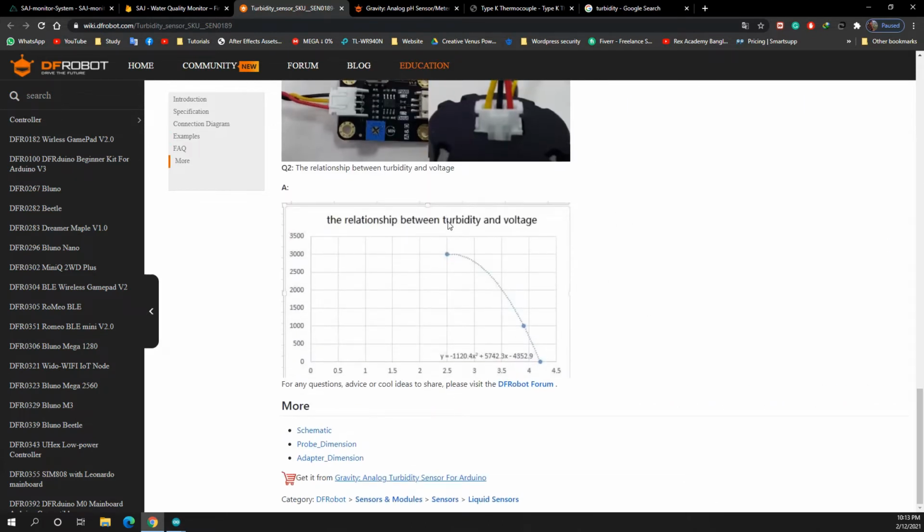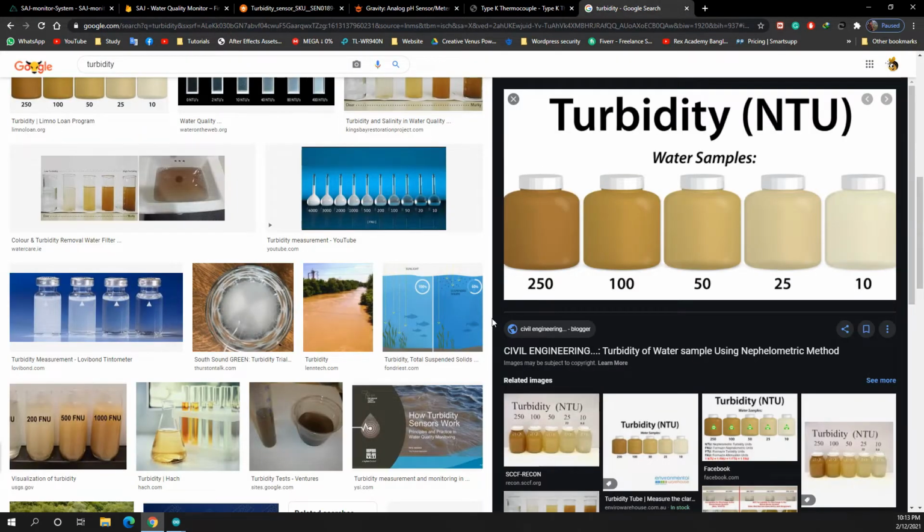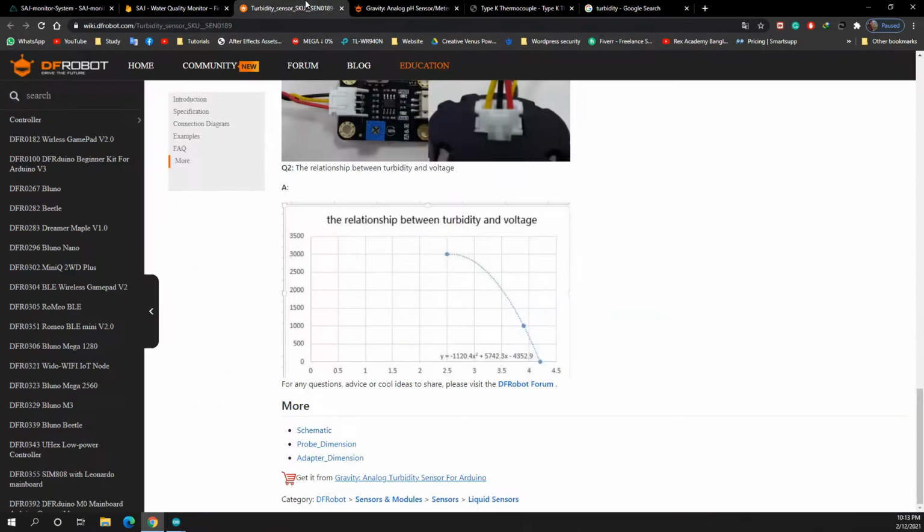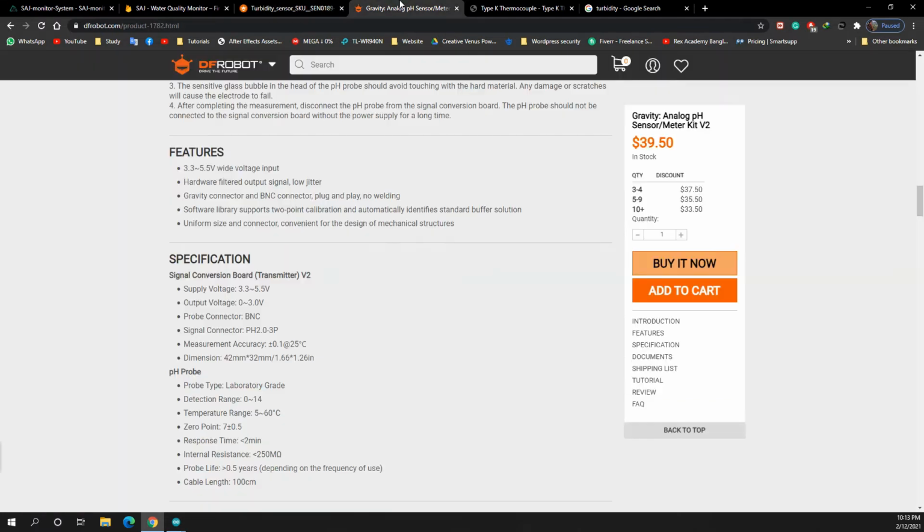So the relation between turbidity and voltage we can see from this graph. When the voltage increases, the turbidity decreases. And from this picture we can say that when the turbidity increases, the water quality actually decreases. So having higher voltage and lower turbidity is good for our water.